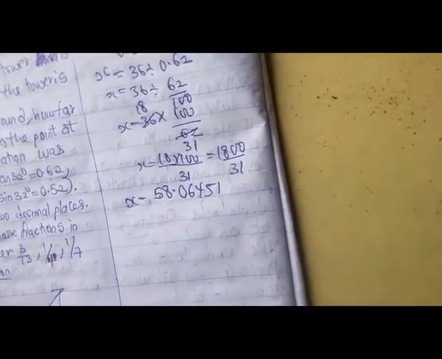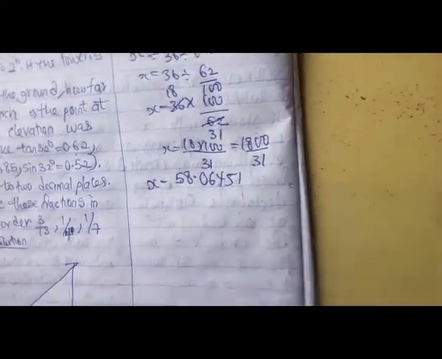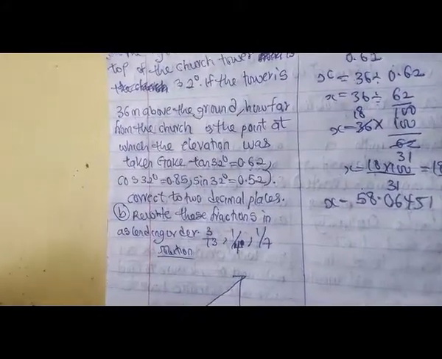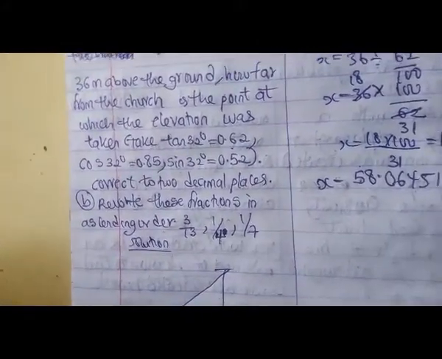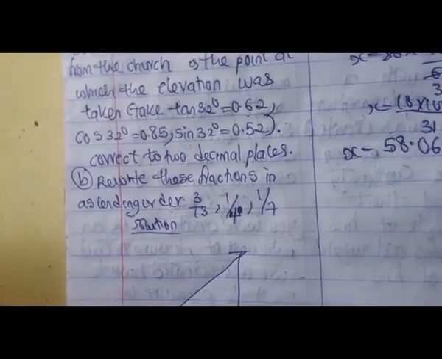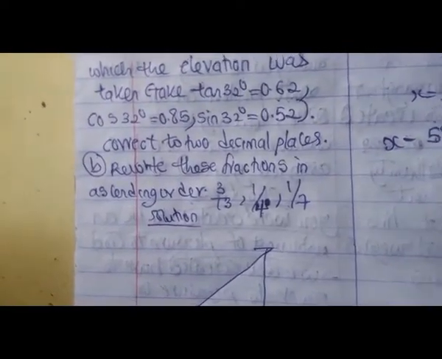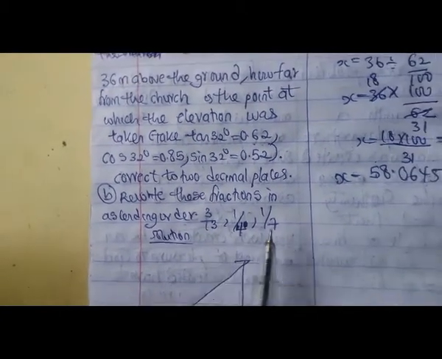So that's the end of the question for 3a. Let's go to 3b. 3b says we should rewrite these fractions in ascending order: 3 over 13, 1 over 4, 1 over 7. We don't know the highest number, we don't know the lowest number, but they say we should arrange them in ascending order. That means we should start from the lowest number to the highest number.